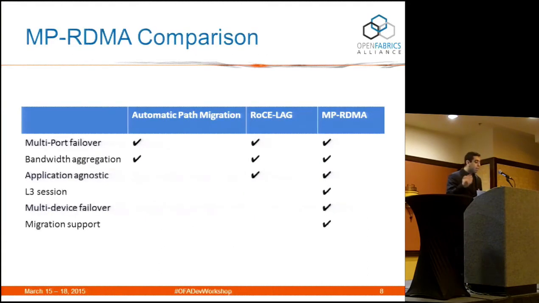There are a couple of other solutions that support failover or bandwidth aggregation, like APM and Rocky Lag. One of the main differences between them and multipath RDMA is the layer 3 session that I talked about. Multipath RDMA has a concept of a session which allows it not only to fail over ports or do aggregation within a single card, but also to extend that to multi-device support and migration support.